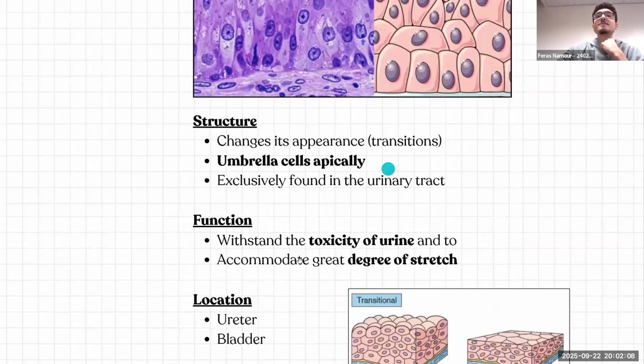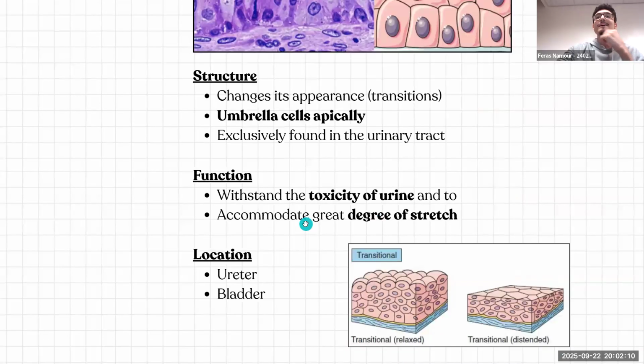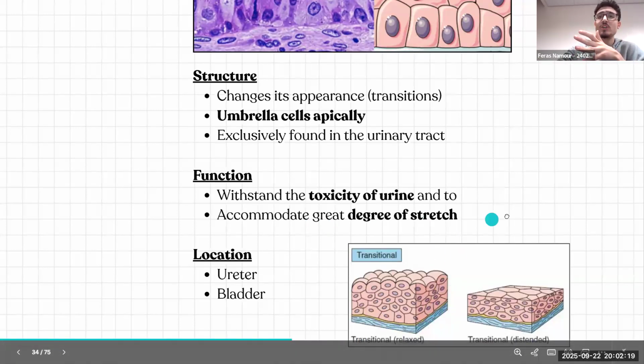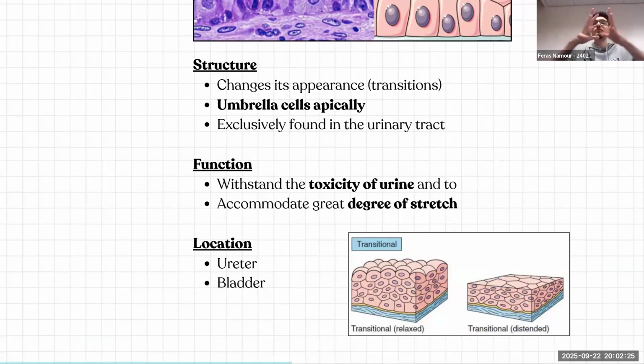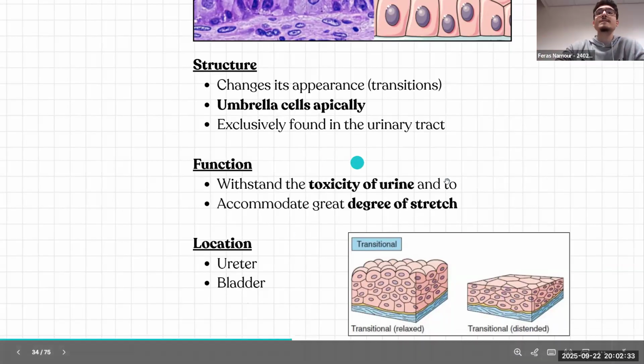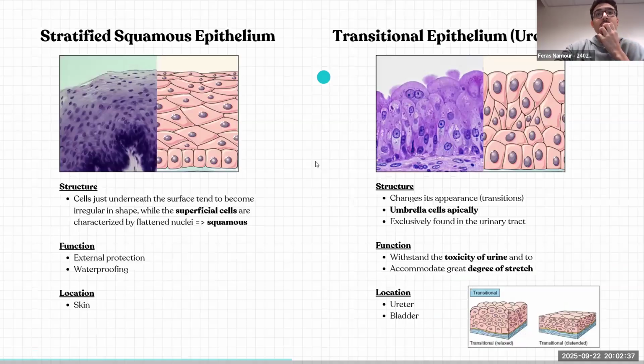All right. Its main function is to accommodate the stretching that occurs when fluid fills up my urinary tract. So when I'm making urine, I'm going to compress all of these cells on each other to allow for the stretching of my bladder. And when the urine is released, my cells will open back up. Tamam? And also, these cells can withstand the toxicity of urine. Tamam?